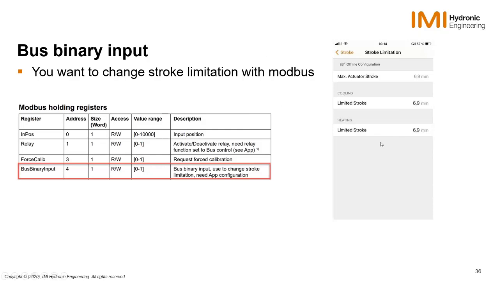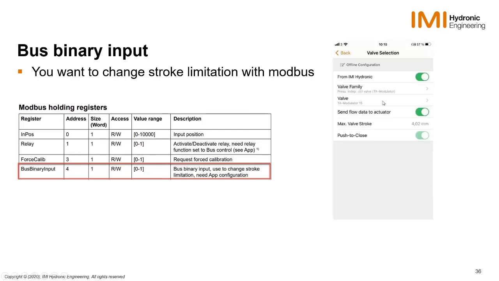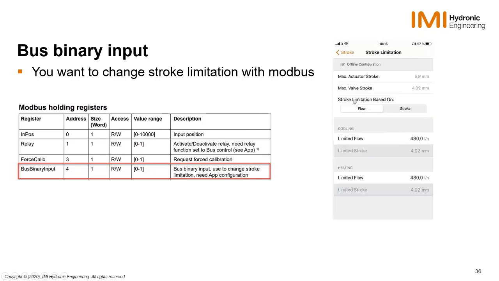And if you would like to do it with flow instead, let's say it's mounted on one of our PIBCVs, you go to your valve selection, you select your PIBCV, and then the stroke limitation would look like this instead. You would have your flow or stroke. So if you have flow, you could limit it on the flow, or you could do it with stroke. So that's just like a normal binary input if you would like. But you do it with your Modbus register instead.